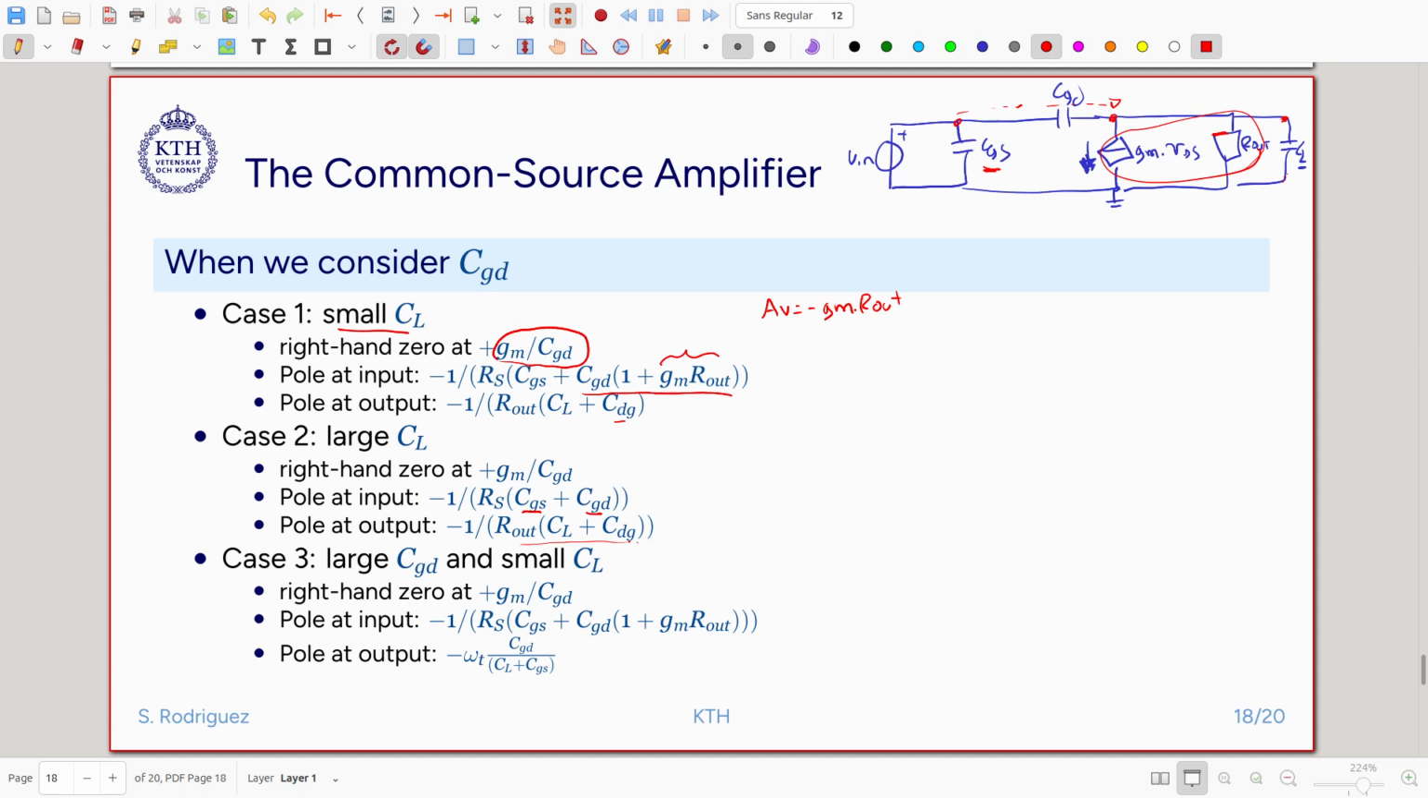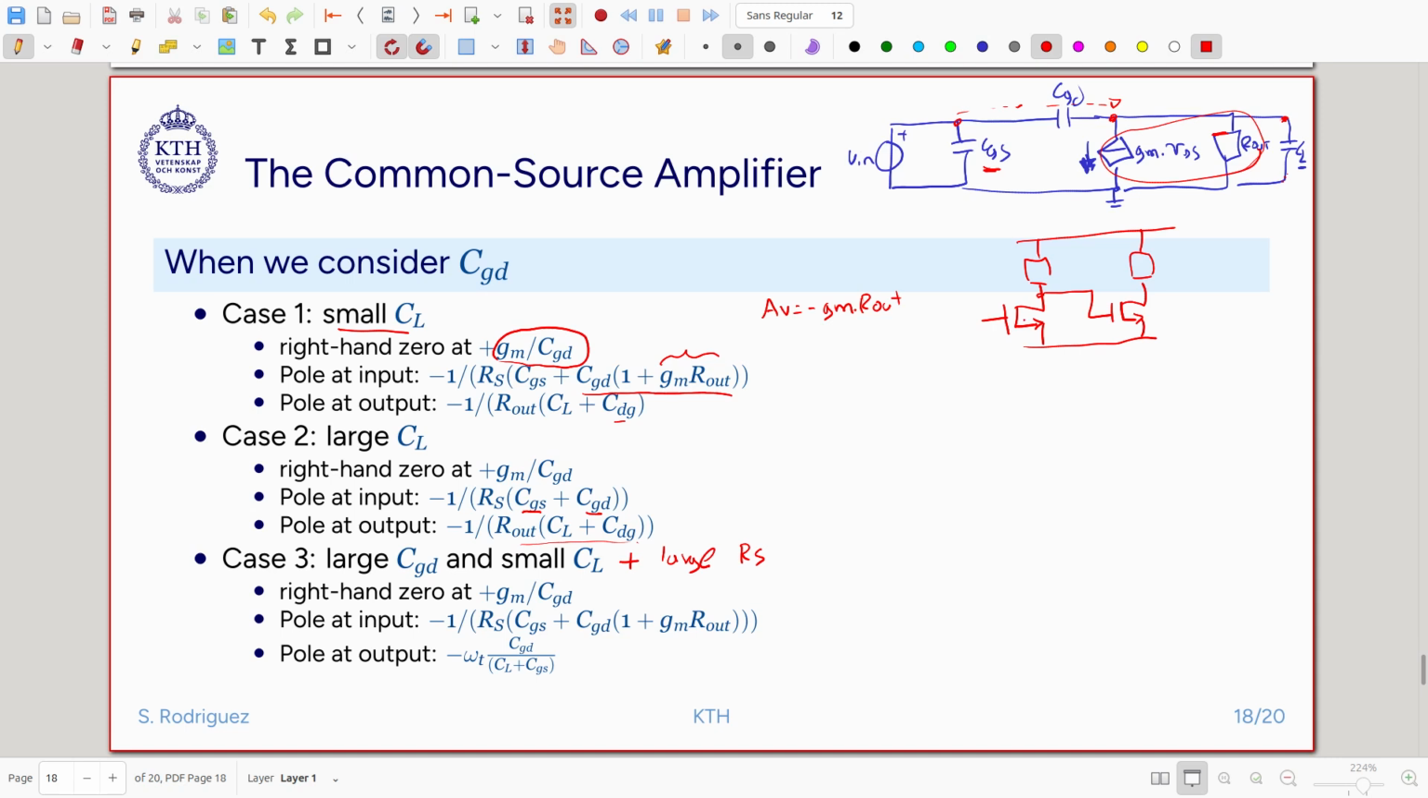Then we have a last case: we can have a very large CGD, a small CL, and large input resistance. Okay, and this particular case is actually quite common in analog integrated circuits, because there might be many cases in which we have the following connection. For instance, common source amplifiers connected in cascade.